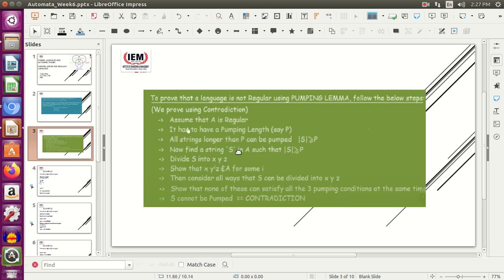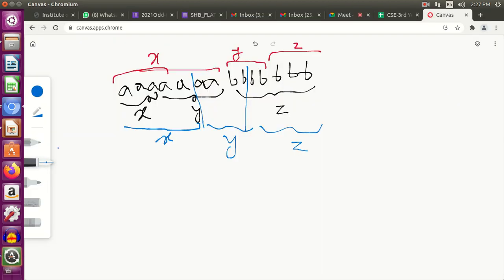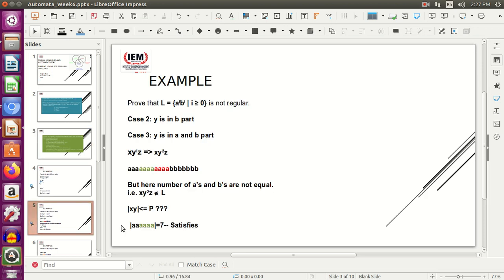If you remember the steps, we have found a string such that the length of s is greater than p. We have divided it into three parts. We have seen all possible divisions. Now what we need to show is x y to the power i z is not an element of A. This is what we need to show. So how to show that? Just go back to this part.